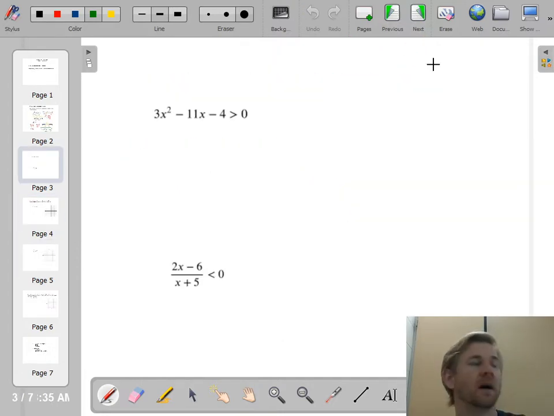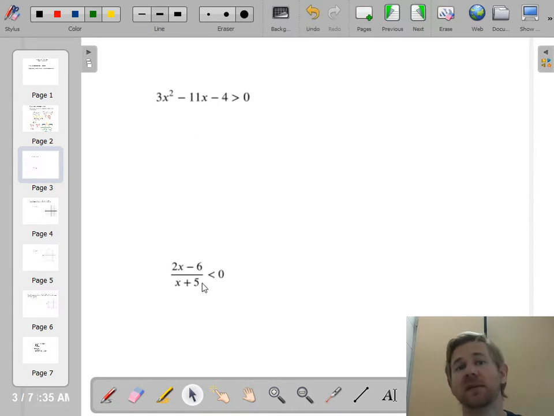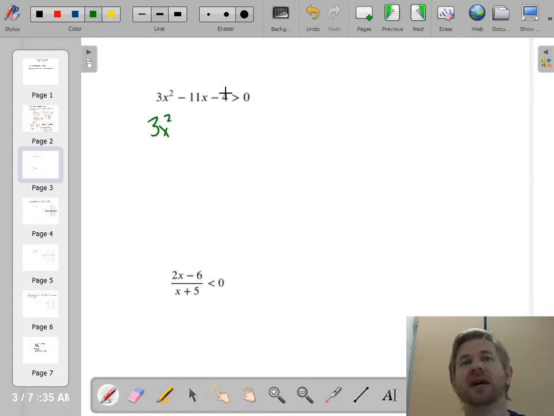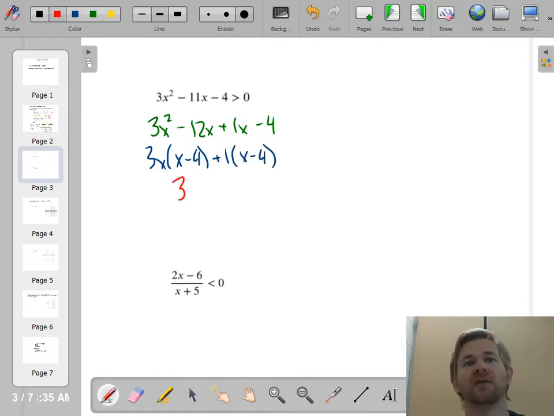So let's keep going. We have another problem here. This one's set up as a quadratic. So let's just go ahead and factor it. So what multiplies to negative 12 and adds to negative 11? I think that's negative 12 and 1. So I'll split the middle. And that means my factors are 3x plus 1 and x minus 4.